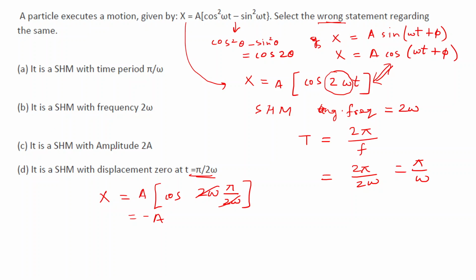It is a simple harmonic motion with amplitude 2a. So it's not with amplitude 2a. It is a simple harmonic motion with displacement 0 at t. This is also not correct. Both these statements are wrong here, because the displacement is not 0 at time t equal to pi by 2 omega. So these two are correct, these two are incorrect.